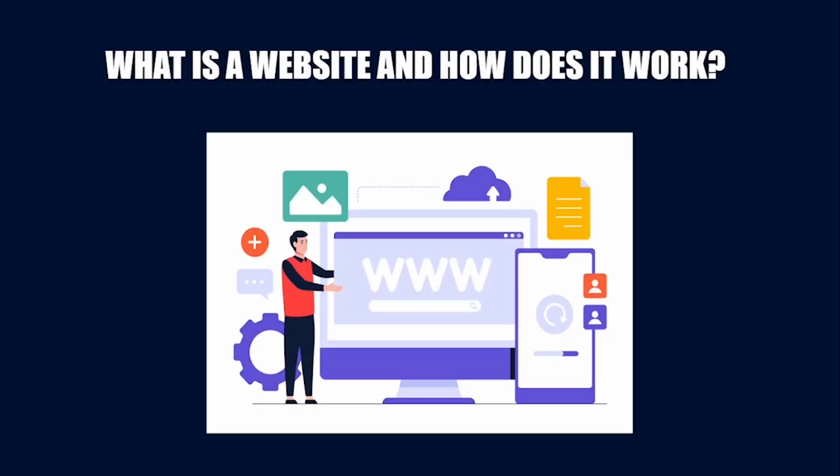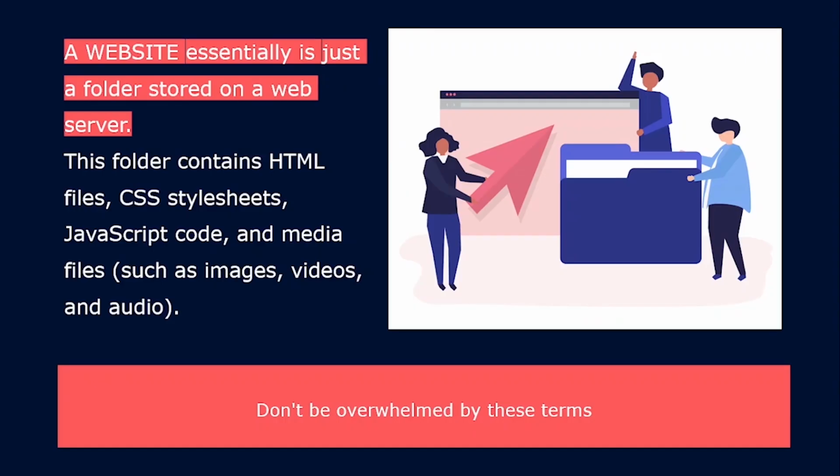Before we dive into building amazing things in WordPress, it is key to first understand what a website is and how it works. In simple terms, a website is essentially a folder stored on a web server. This folder contains various files like HTML documents, CSS style sheets, JavaScript code, and media files such as images, icons, and more. You don't need to worry about these terms just yet. It might seem a bit complex at first, but over time you will come to understand them and how they fit together.